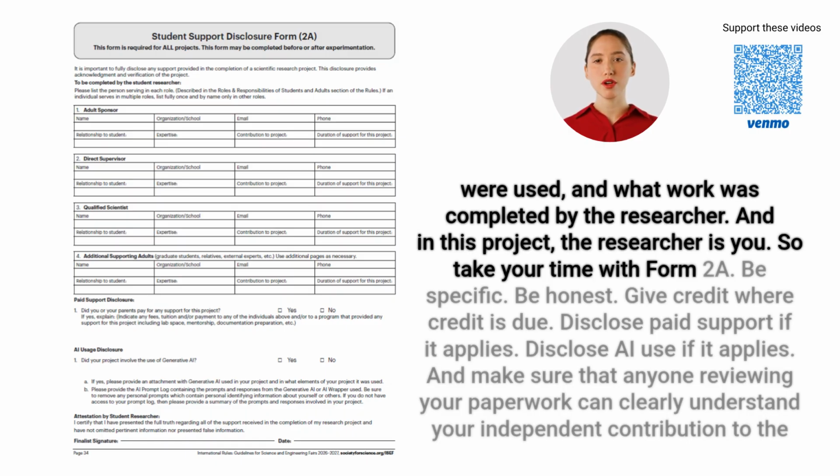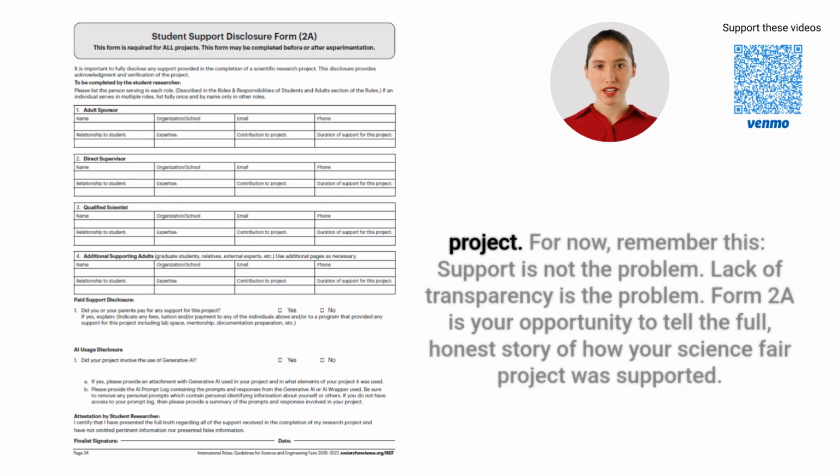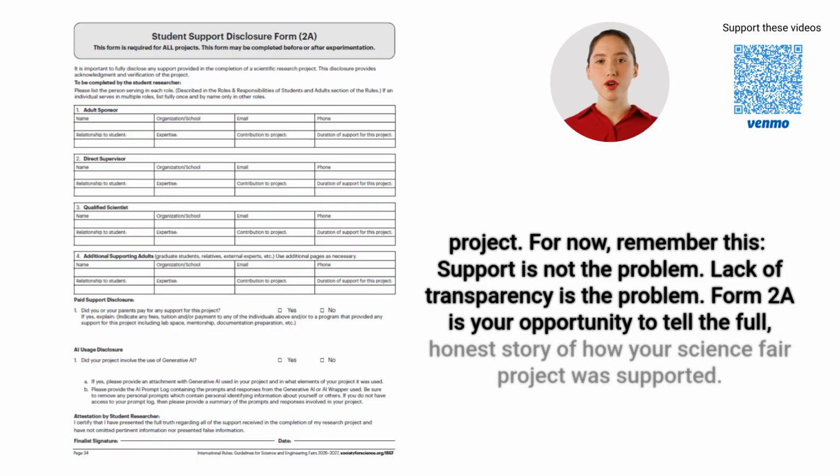So take your time with Form 2A. Be specific, be honest, give credit where credit is due, disclose paid support if it applies, disclose AI use if it applies. And make sure that anyone reviewing your paperwork can clearly understand your independent contribution to the project. For now, remember this. Support is not the problem. Lack of transparency is the problem. Form 2A is your opportunity to tell the full, honest story of how your science fair project was supported.